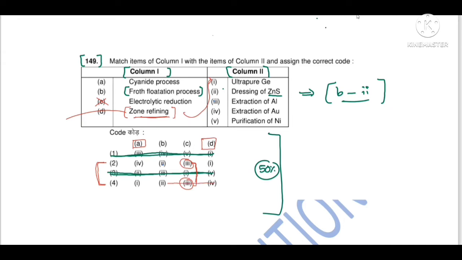That's why option 4 is also eliminated. We are left with only option 2. That is, 2 is our correct answer. In this matching type of questions, there is no need to know all the processes present in column 1. You have to pick up the well-known one and start answering. You get the answer within 30 seconds.